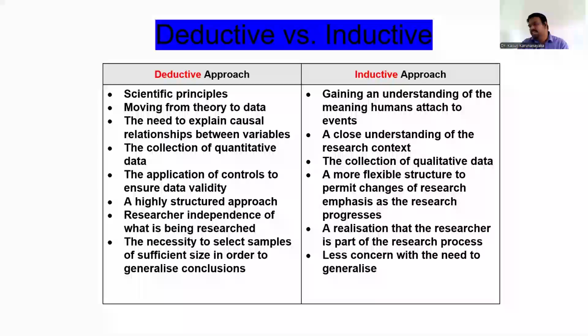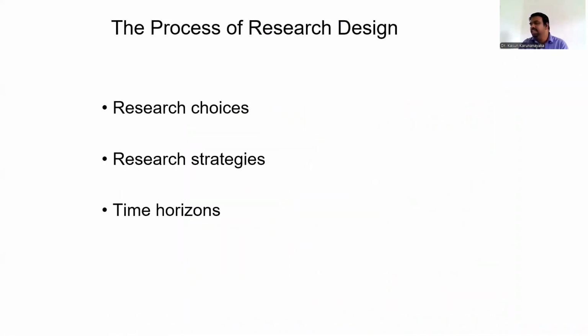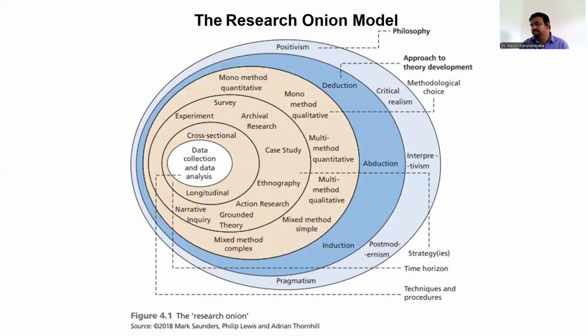So this is a comparison between the deductive and inductive approach, but I will not go into detail since we have limited time. The next is about research design. In the research onion model, these three layers, research choices, research strategies, and research horizons, when you combine those three, we call it research design.